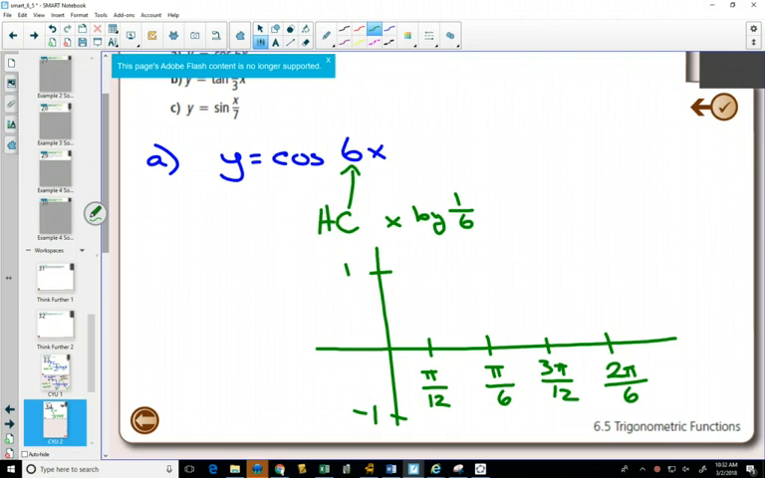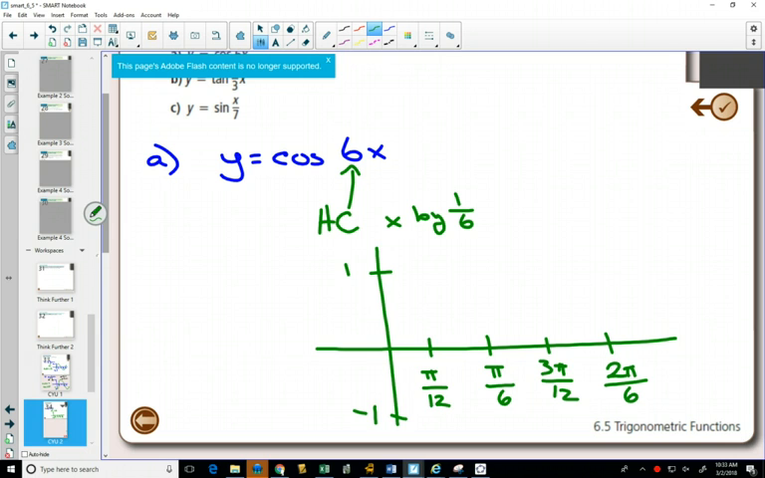If you wanted to write 3 pi over 12 as pi over 4, and if you wanted to write 2 pi over 6 as pi over 3, you could, but you don't have to reduce those. And the way that I figured out 3 pi over 12 was just by counting. If this is 1 pi over 12, this is 2 pi over 12, and then this would be 3 pi over 12. And this one would be 4 pi over 12 if you'd like.